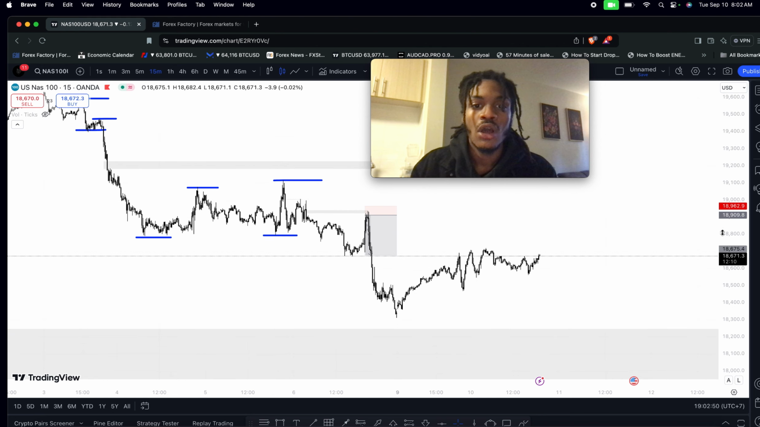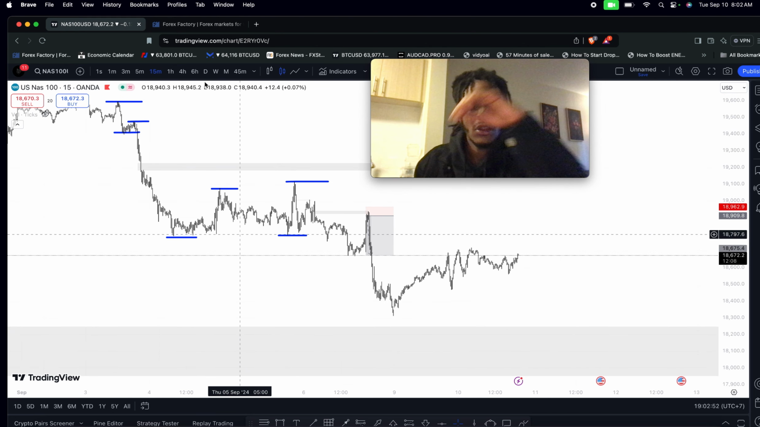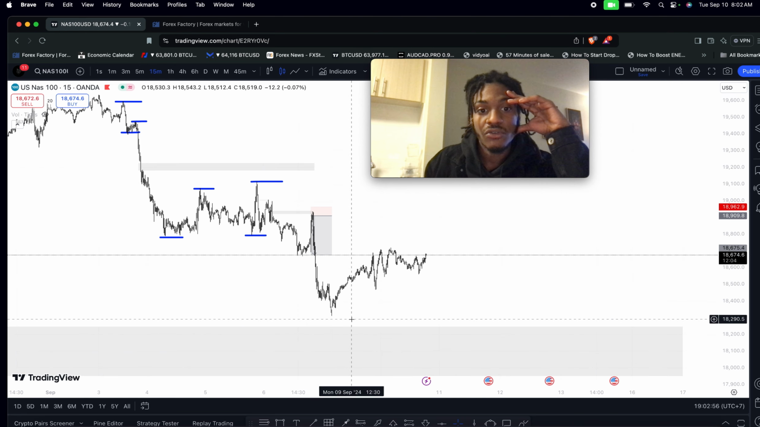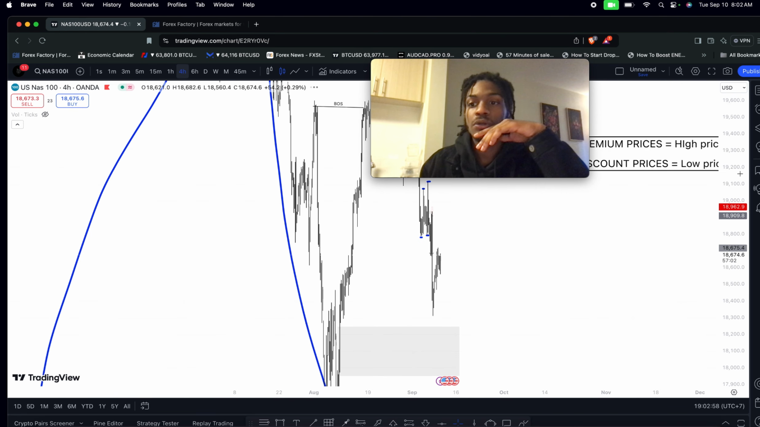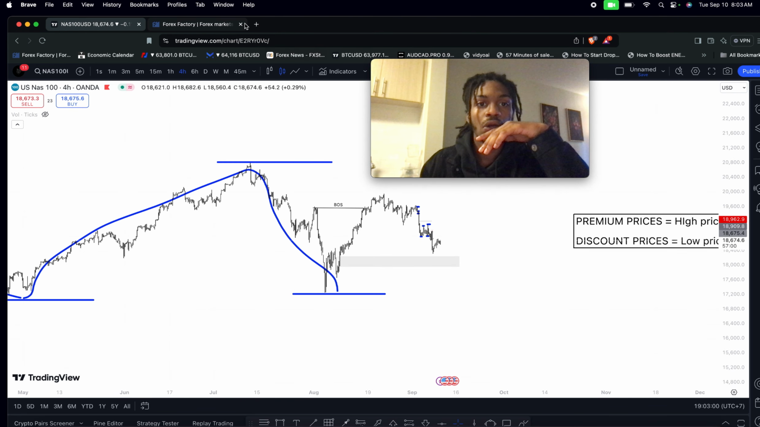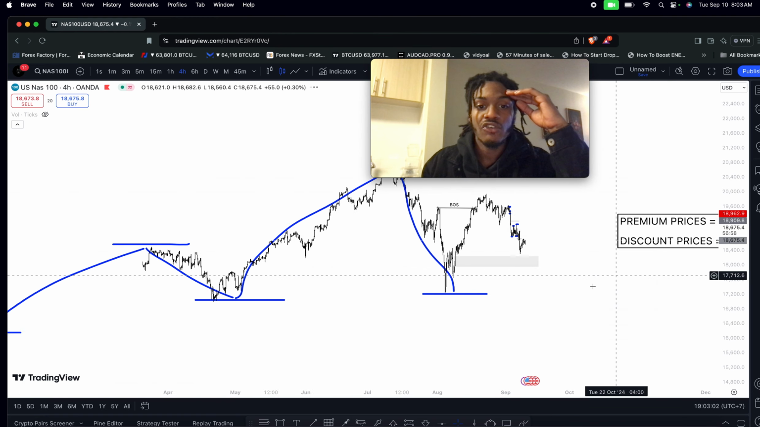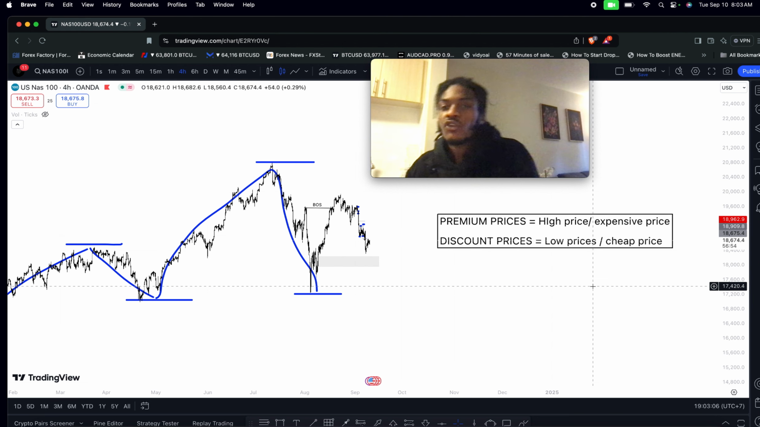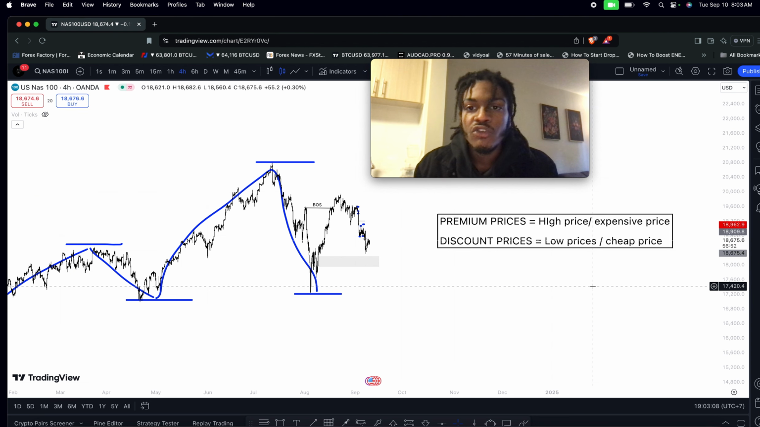Okay, so if you notice here, on the 15-minute chart, we have bearish price action, right? On the 4-hour chart, we have bullish price action, okay? So when you're buying something, it doesn't matter if you're trading Forex, crypto, it doesn't matter. When you're buying something in the market, you always want to buy something at a low price, which is called your discount price, which is when price is at a dip, cheap price.